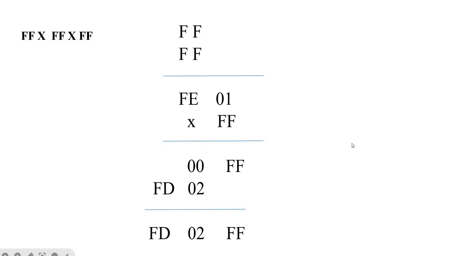So here the 8051 has only one accumulator and one B register. So we need to use additional registers in order to store the intermediate results in order to perform the multiplication.